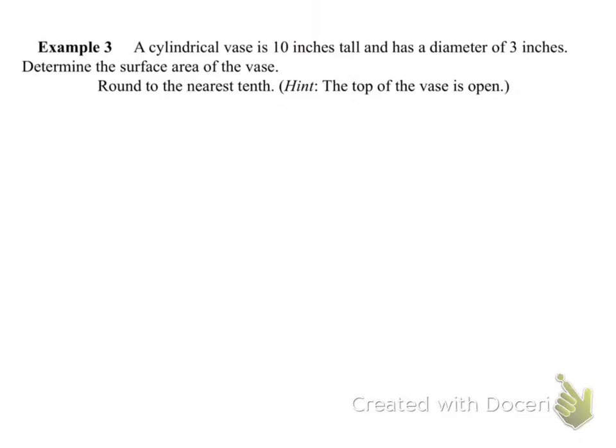251.2 centimeters squared. All right, so here we have a cylindrical vase, so it's a little bit of a word problem. That is 10 inches tall, has a diameter of 3 inches. I want to find the surface area of the vase. Now, remember, this is a big hint. The top of a vase is open. It's open. So I need to think about that as I do this.